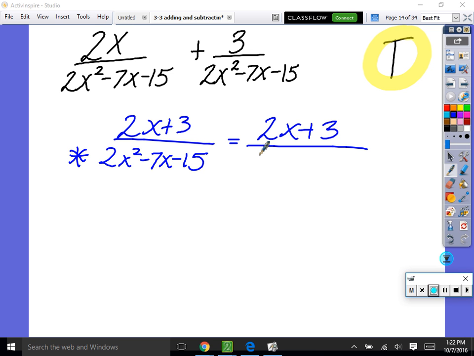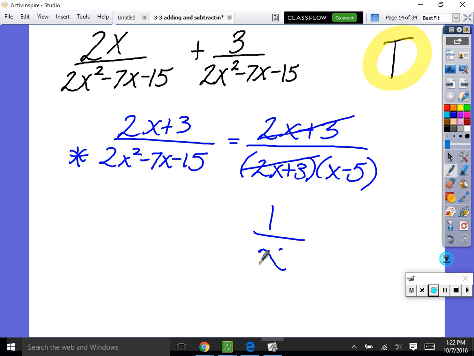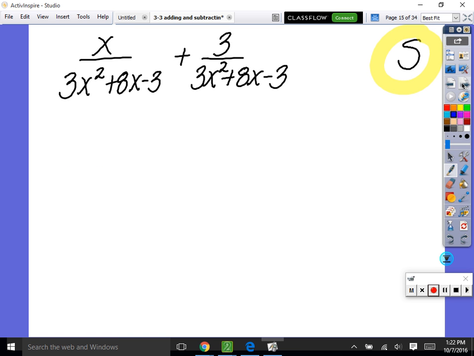Okay, so I see somebody got 2x plus 3 times. Sweet. So now we would say, okay, we have exact factors that divide out. So our final answer would be 1 over x minus 5. Everybody feel good about that one? Okay, we're not going to do the student example then. This would be the same idea.